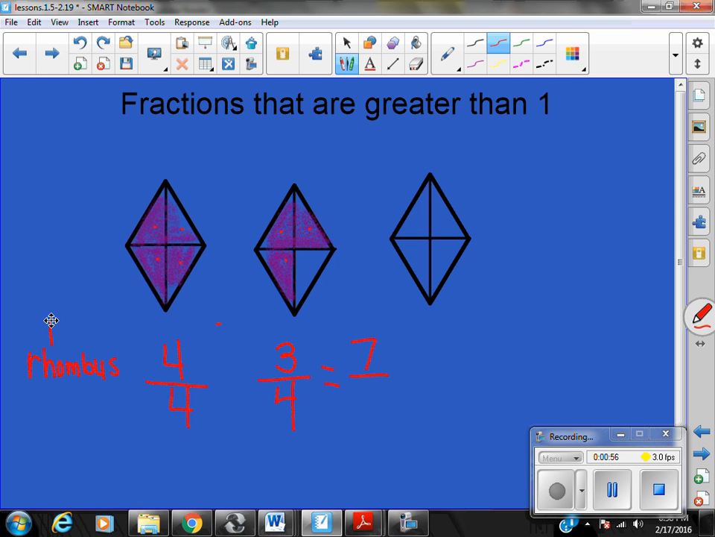What would my denominator be? Still 4. Why? Because we're talking about one rhombus. The one rhombus, 4 parts are shaded. 7/4, whenever the numerator is greater than the denominator, we can see that that's called an improper fraction.